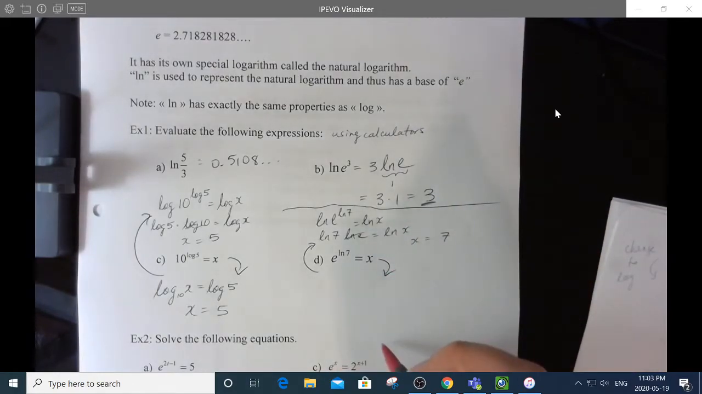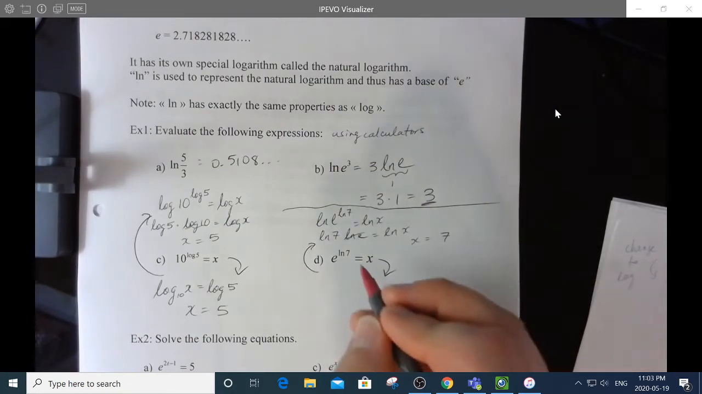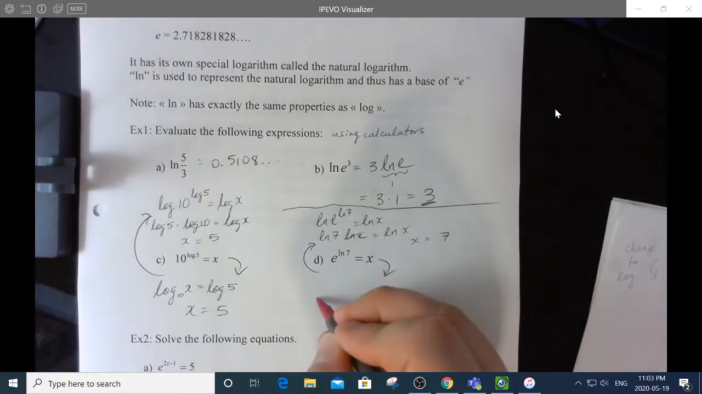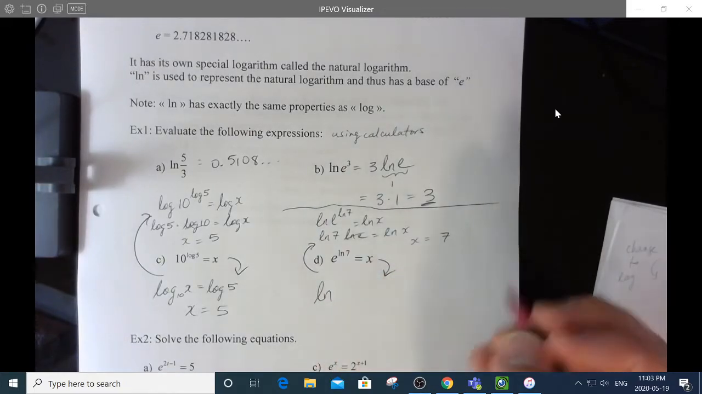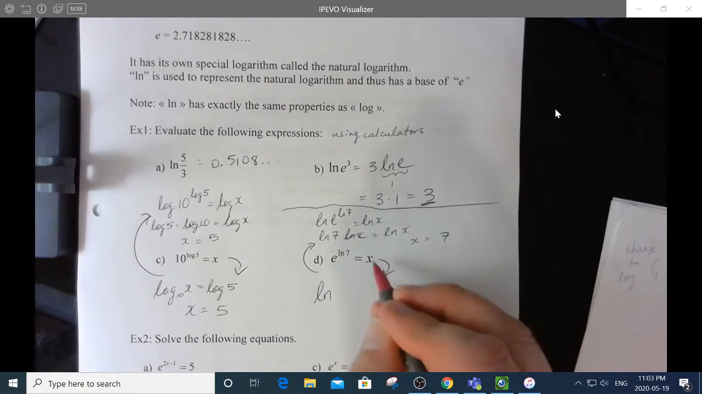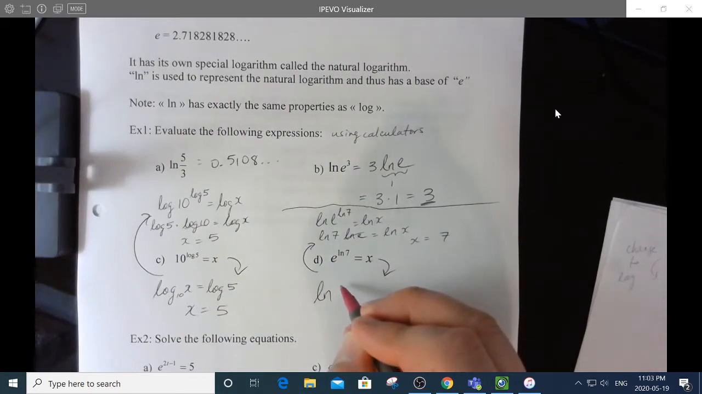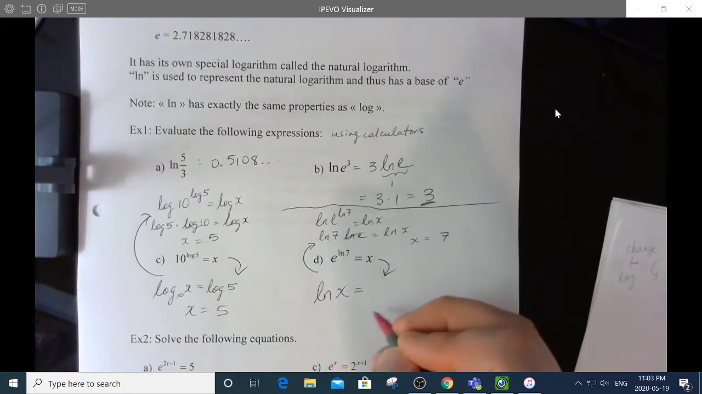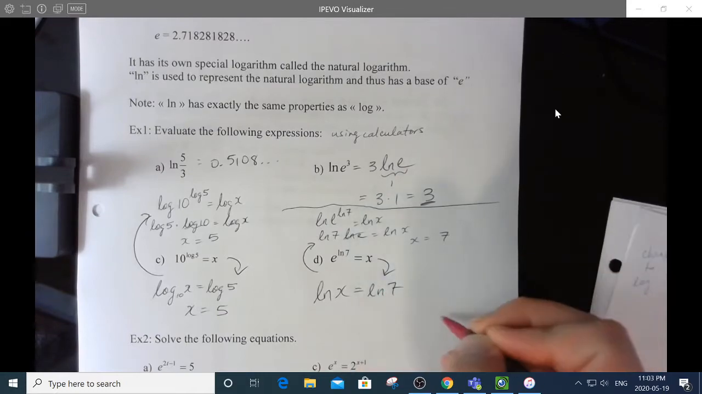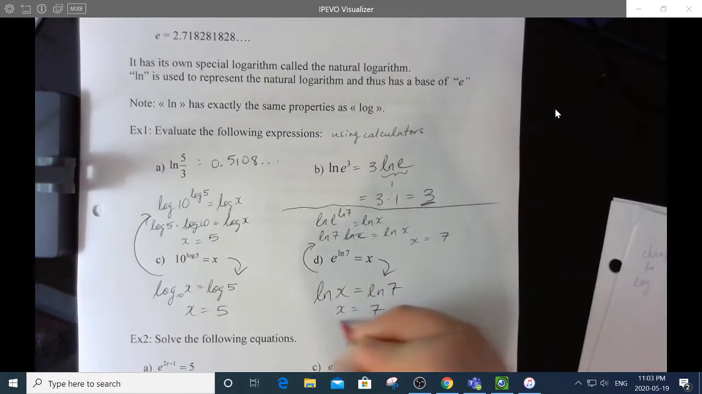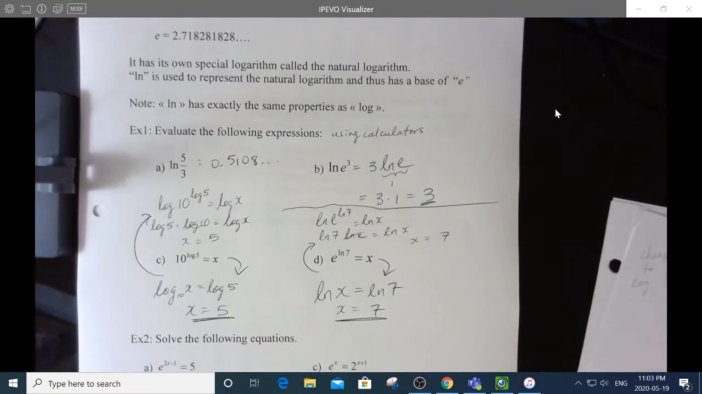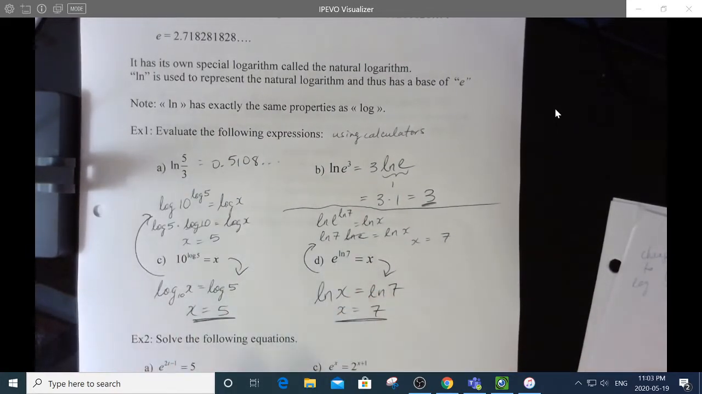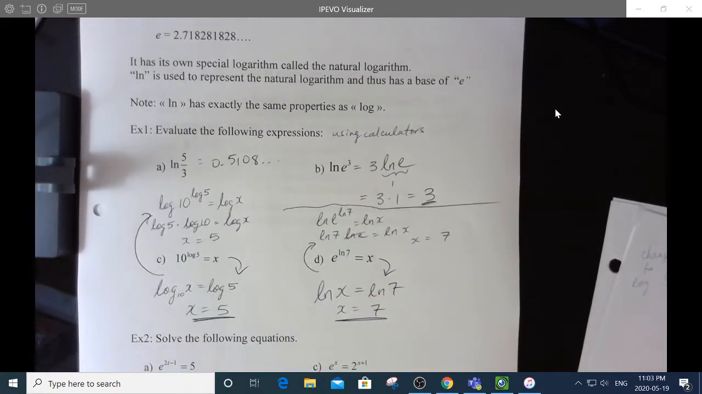Let's change this again into a natural log equation. So that means that the base is e, so it's natural log, and again, I don't have to write e, I know that's the base. And the answer is my exponent, so that's my argument. And this exponent, of course, again becomes my answer. And then x is equal to 7. Okay, so natural logs work the same way as the standard logarithms.